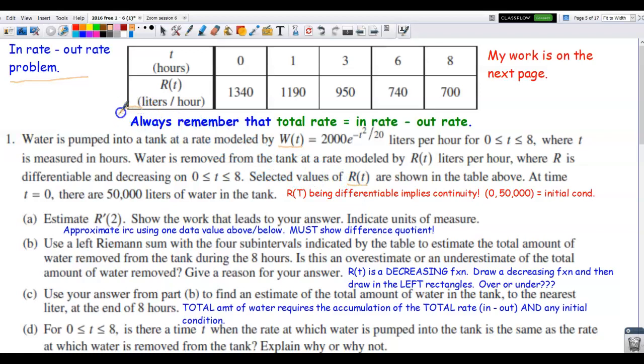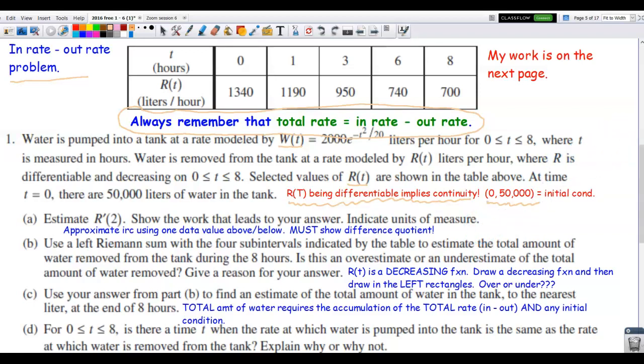Something important to remember in an in-rate, out-rate problem is that somewhere in the problem you're going to need to put together the fact that the total rate of change of water in the tank is going to be the in rate minus the out rate. The other thing to pay attention to is that they tell us R of T is differentiable, which implies that the function is continuous, and that there is an initial condition of 50,000 liters of water in the tank at time 0.